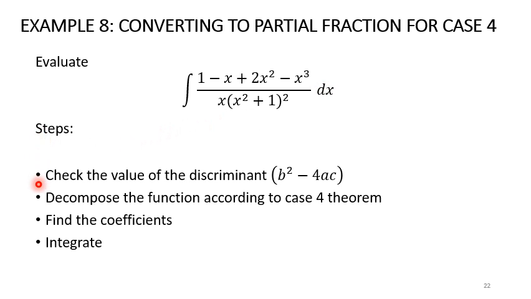So follow the steps here. We check the value of the discriminant b squared minus 4ac, which you can check on your own, decompose the function according to the case 4 theorem, find the coefficients, and finally do the integration. So why don't you pause if you want to try to solve the problem on your own.